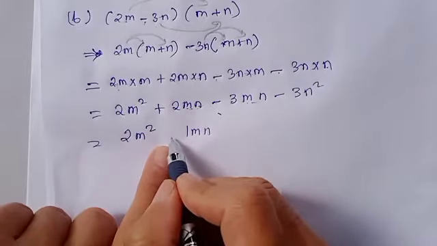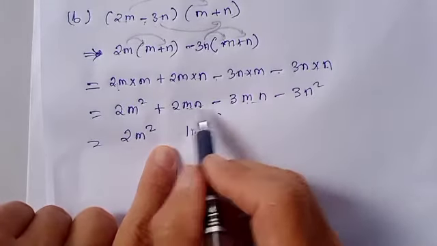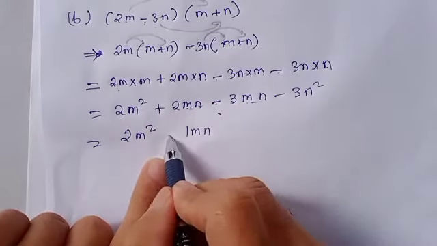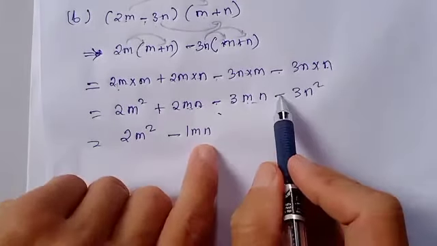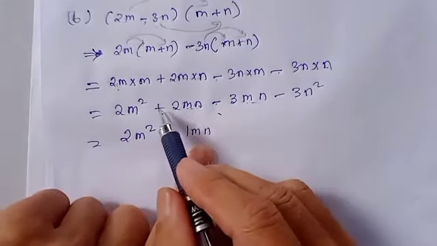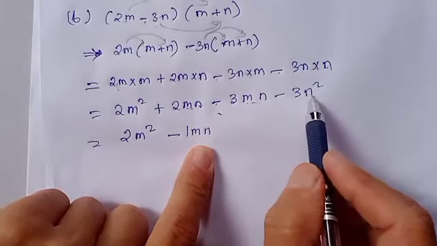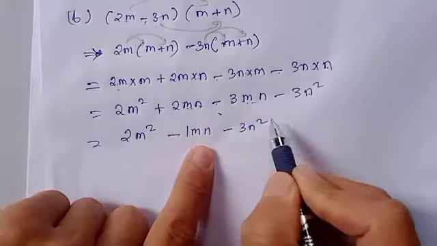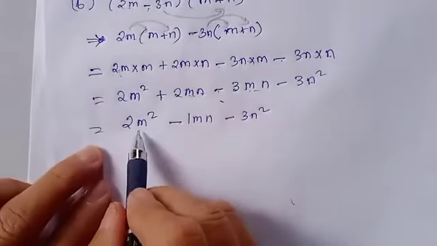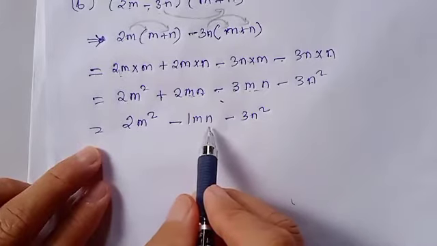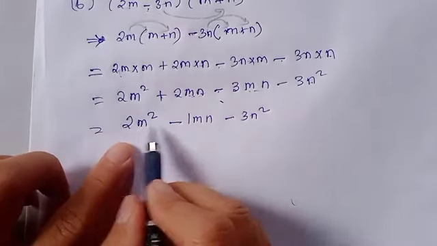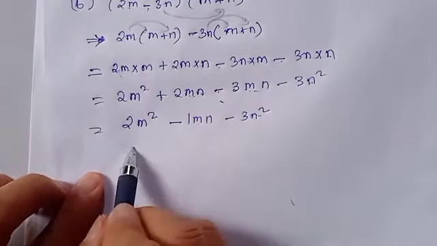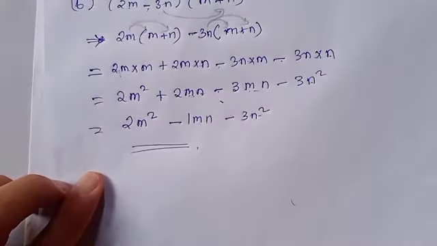What about this one, plus or minus? We have to check the greater number. Which one is greater number? Greater number is 3, and this is minus, so it will be minus 1mn. Okay, now n square, how many terms are there? We have only one term, so we rewrite this, minus 3n square. Okay, now is this a like term or unlike term? This is unlike term. First one is m square, second term is mn, third term is n square. This is unlike term, we cannot add, we cannot subtract, so this is the answer.